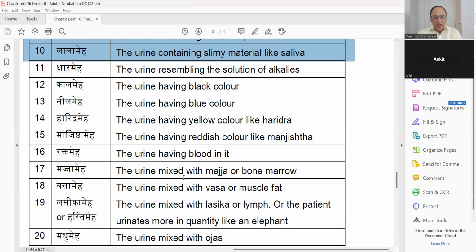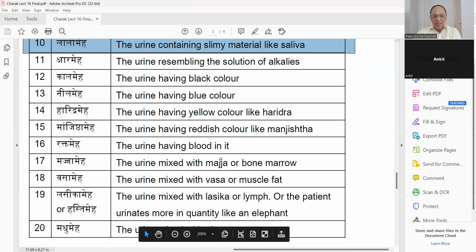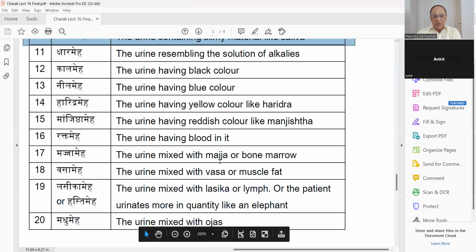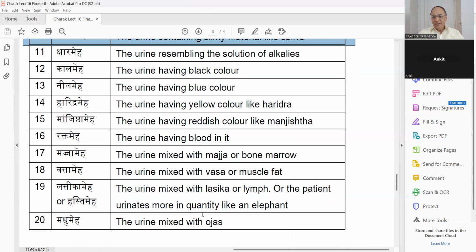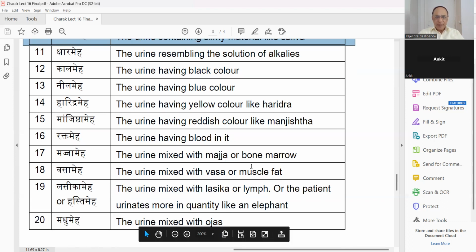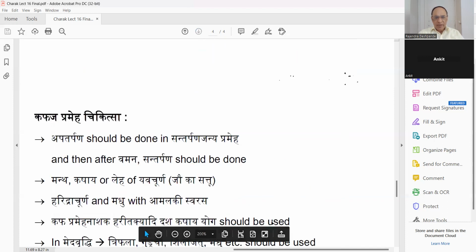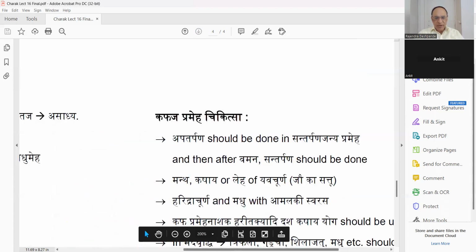Majja Meha, the urine mixed with majja or bone marrow. Vasa Meha, the urine mixed with vasa or muscle fat. Lasika Meha, the urine mixed with lasika or lymph, or the patient urinates more in quantity like an elephant. That is called polyuria. And lastly, Madhumeha, that is urine mixed with ojas. I think I will have to move on to page number 4 and turn my script on the left side.